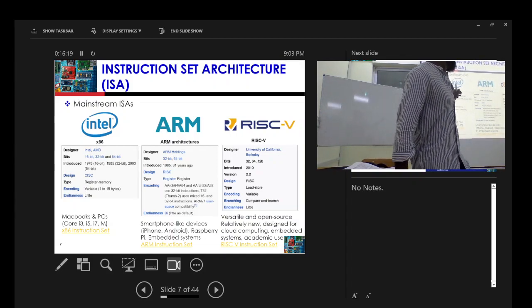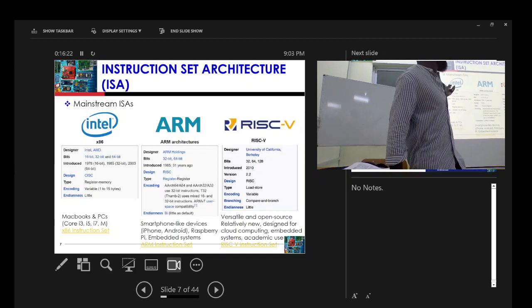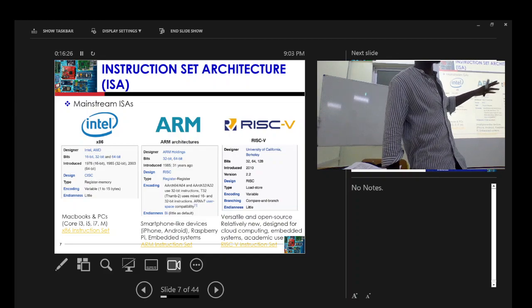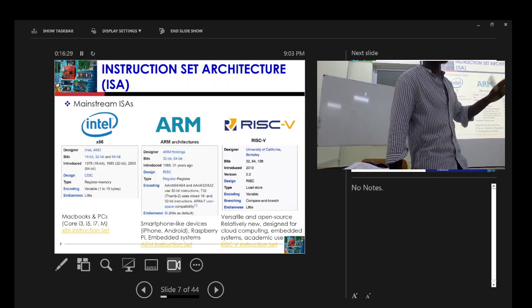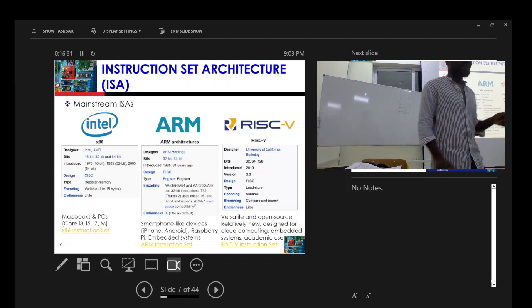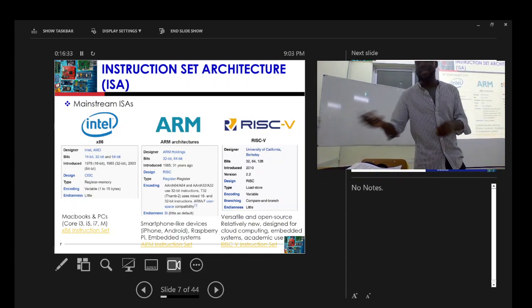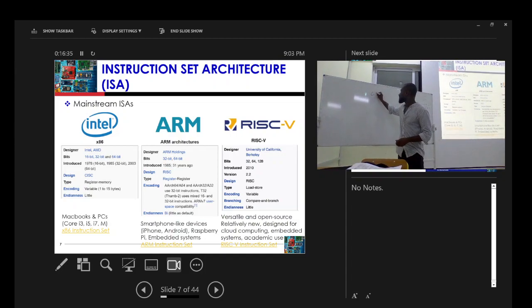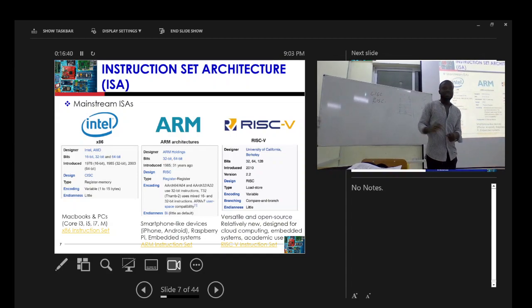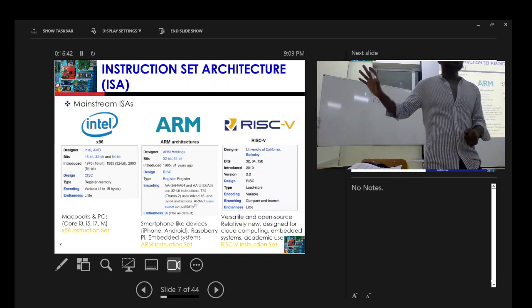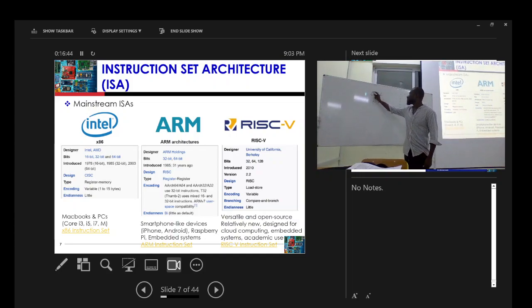Now the next is the design type. I think you guys might have seen something like this before, the RISC and then the CISC. Have you guys seen that somewhere before? We have two types of CPU architectures, right? We have the CISC and then we have the RISC. You guys have never heard of this before. Okay, the CISC just means a complex instruction set computer, and then the RISC means reduced instruction set computer.